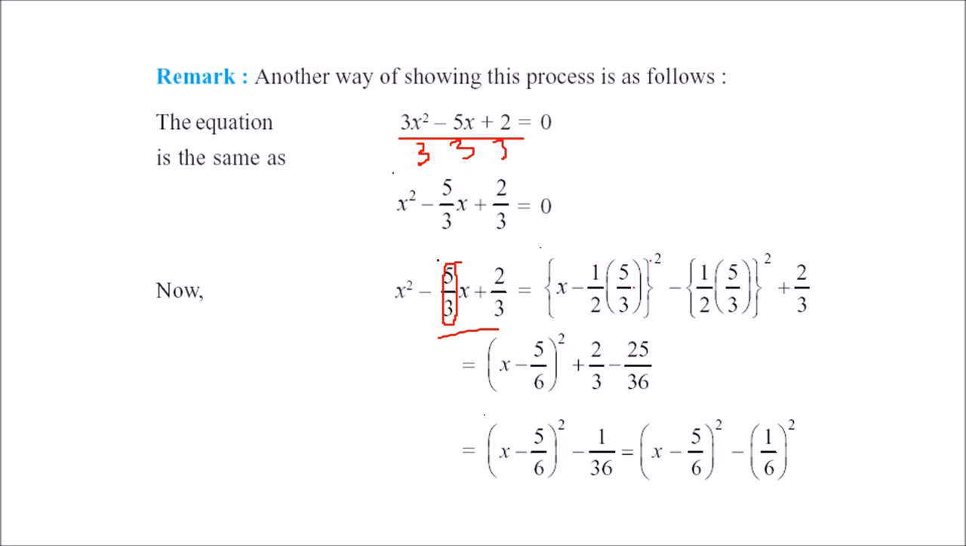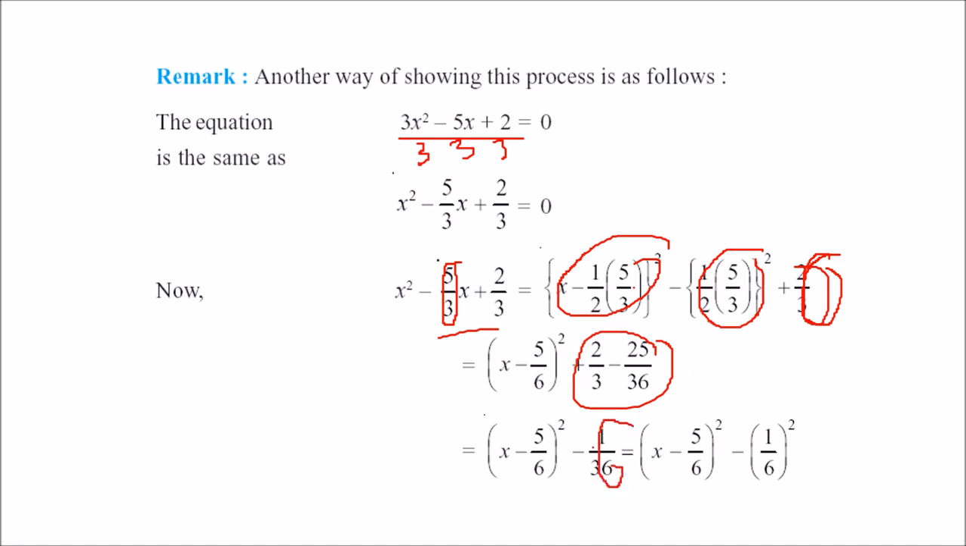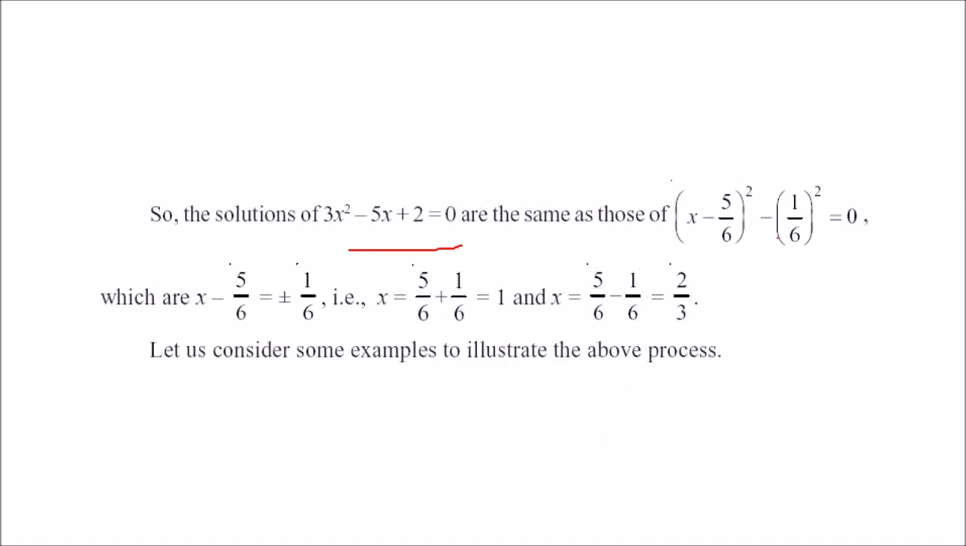In this, what you have to do is x minus half of this term, whole square, and minus the square of half of this term you have to subtract, because you have already added it inside. Now this becomes (x minus 5 by 6) whole square, this is 2 by 3, this is minus 25 by 36. You add this, you get minus 1 by 36, that is (1 by 6) whole square. So (x minus 5 by 6) whole square minus (1 by 6) whole square. So this equation becomes this. You equate it with 1 by 6 one time, and with minus 1 by 6 one time. So you get answers as 1 and 2 by 3.